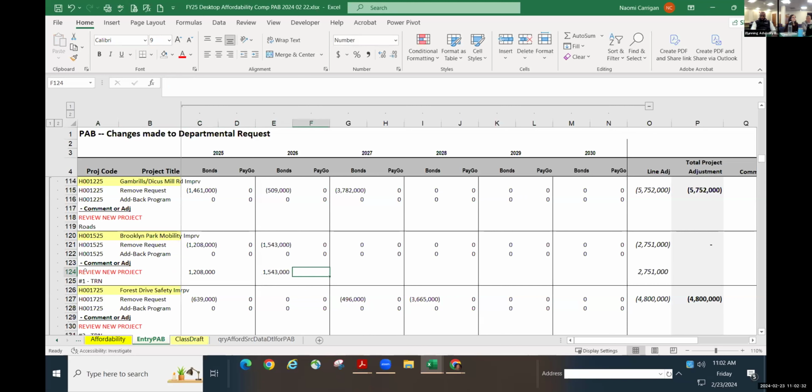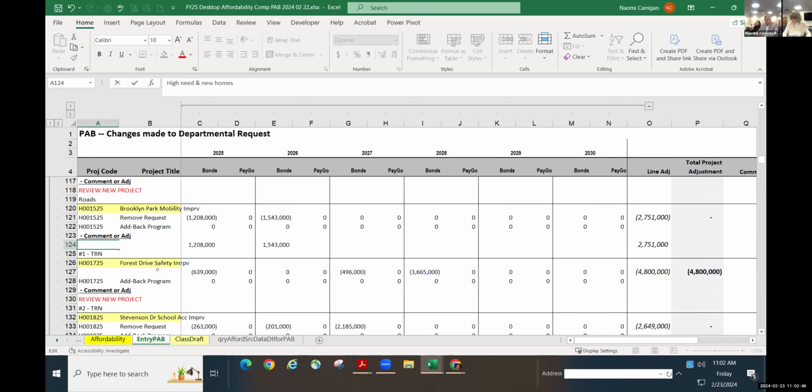There's a lot of new homes being built up there also. It's a high need area. And I would suggest adding at least for FY 25 the Forest Drive safety improvements back in, because that is also a high need. I'd love to see that, if that's possible. You mean keep the design in? That's fair.